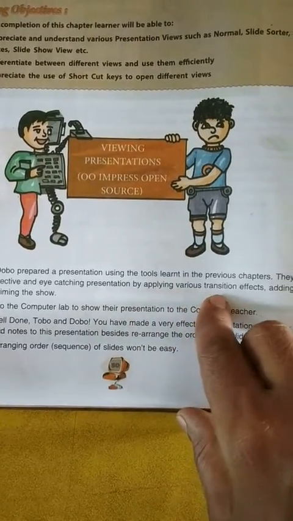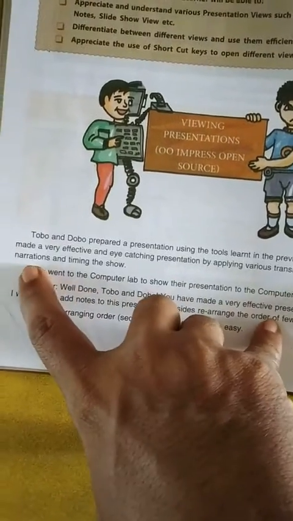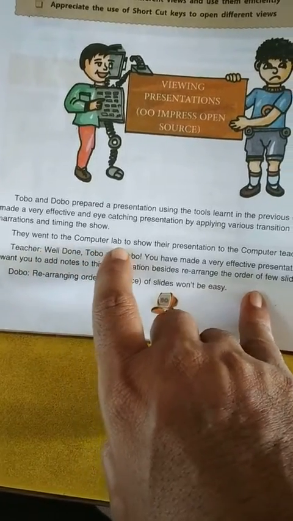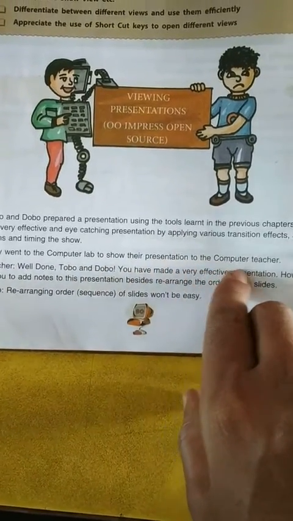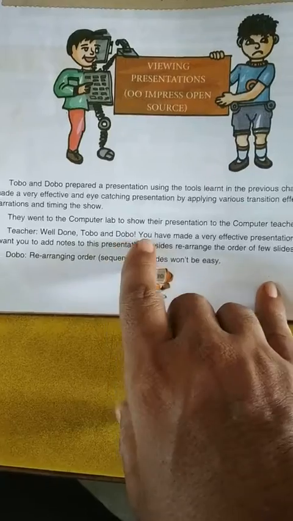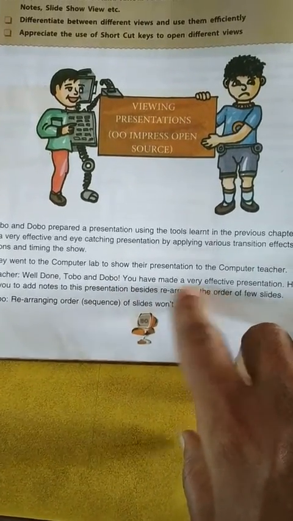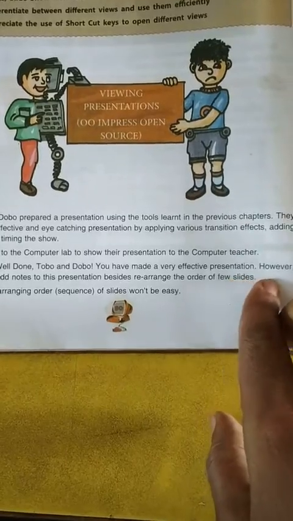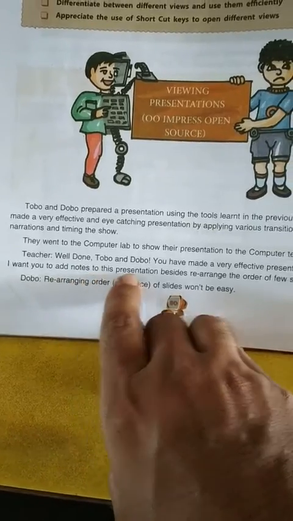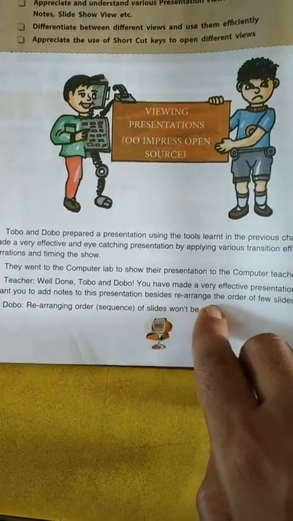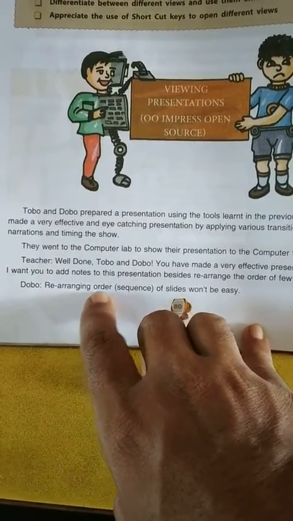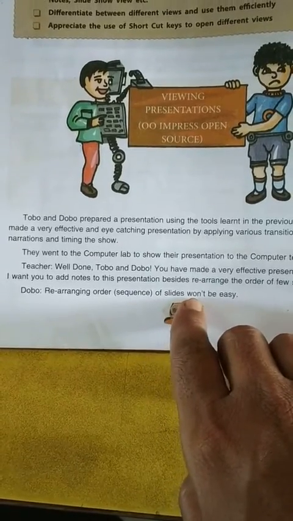By applying various transition effects, adding narrations and timing the show, they went to the computer lab to show the presentation to the computer teacher. Teacher: Well done, Tobo and Dobo. You have made a very effective presentation. However, I want you to add notes to this presentation, besides rearranging the order of a few slides. Dobo: Rearranging the order of slides won't be easy.